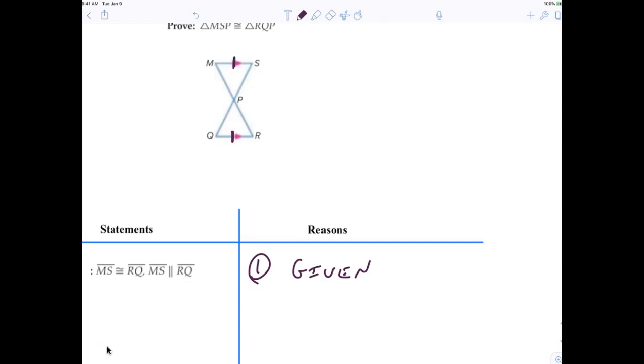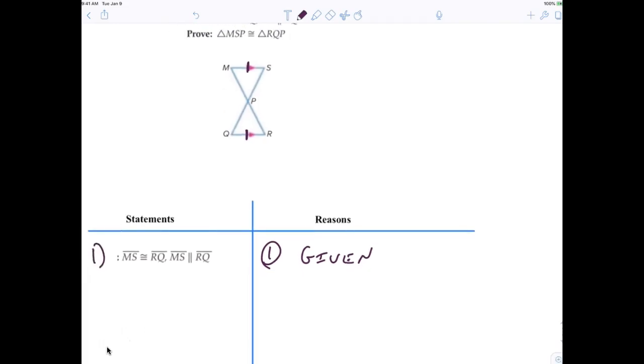If they tell you something, remember, every single piece of it has to be used. We just used the fact that MS is congruent to RQ. That's given. The other thing it says is the lines are parallel. We haven't used parallel yet. They had to tell us it was parallel for a reason. Why? The alternate interior angles are what? Congruent. So you can say angle Q is congruent to angle what? S. That's what I'm talking about when we say using parallel lines.